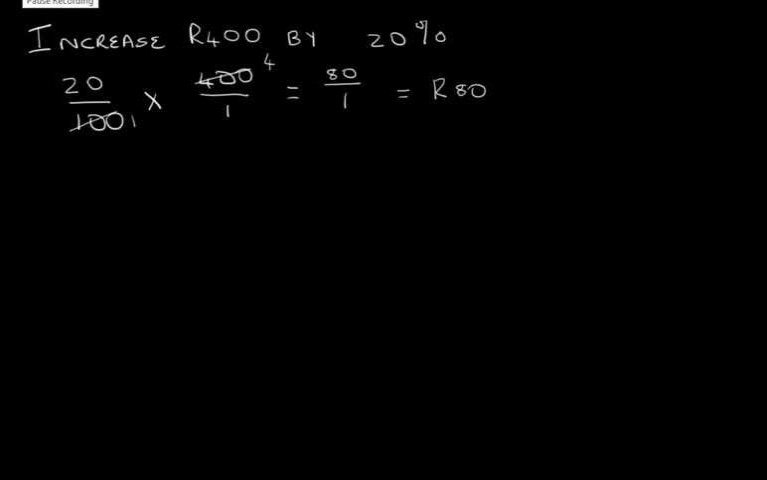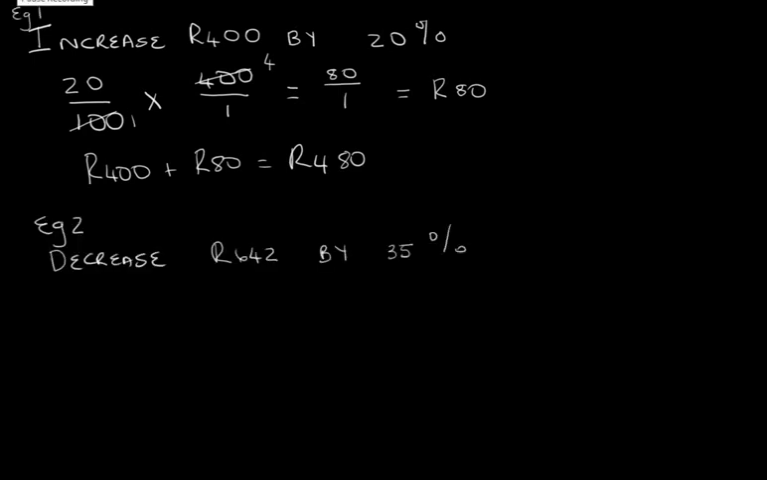Now that we've worked out the Rand value, we need to add the two numbers together. Therefore, 400 increased by 20% is 400 Rand plus 80 Rand, which is equal to 480 Rand. Let's do another example.